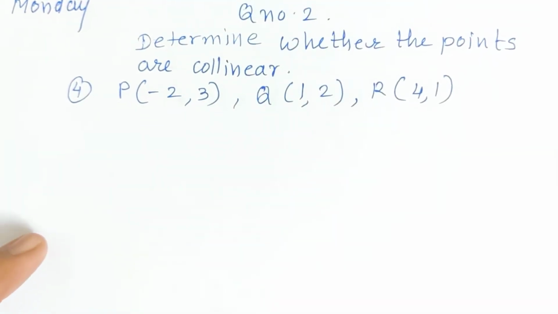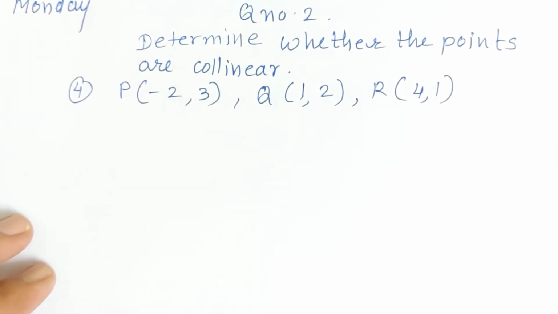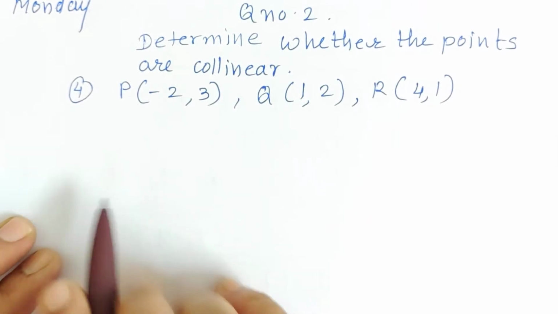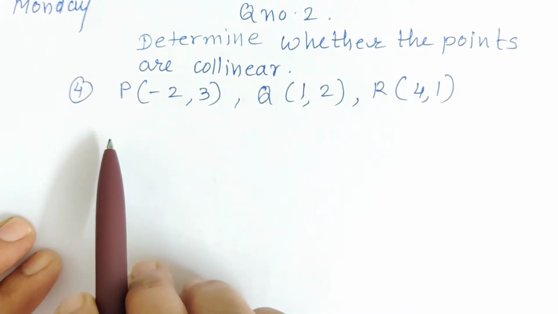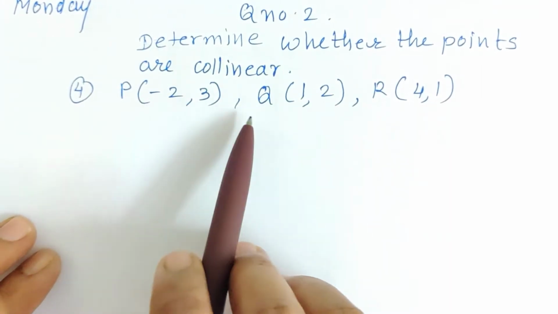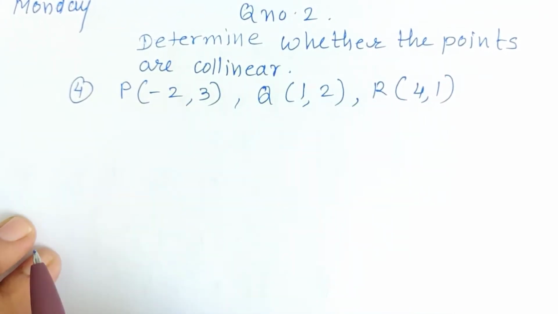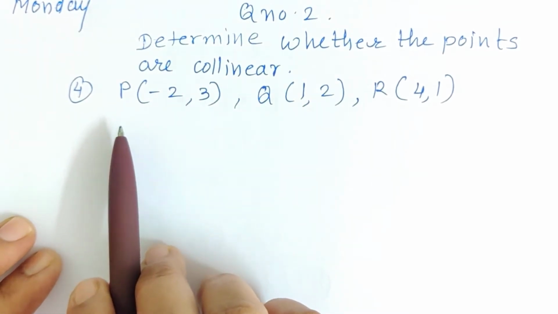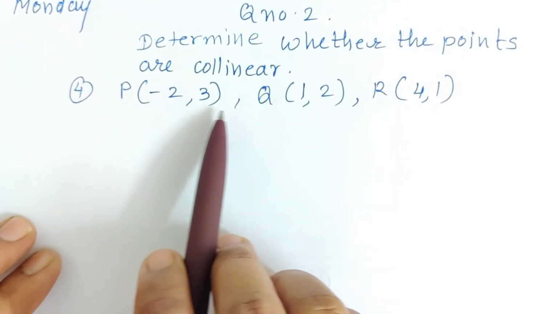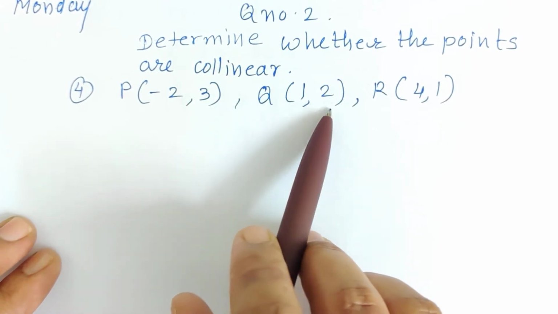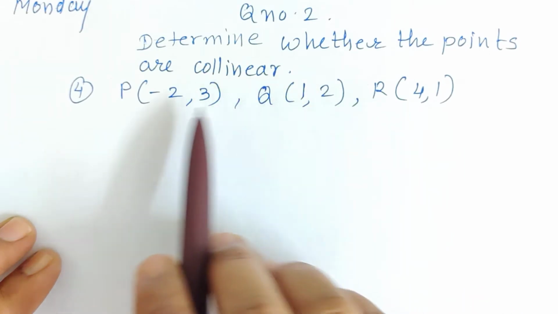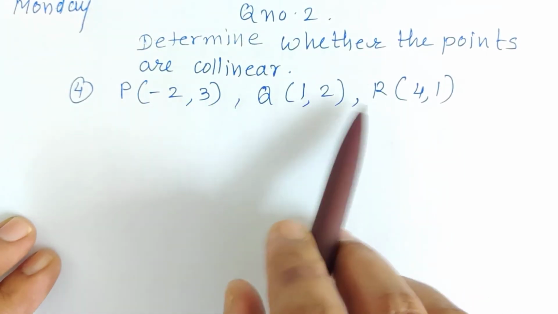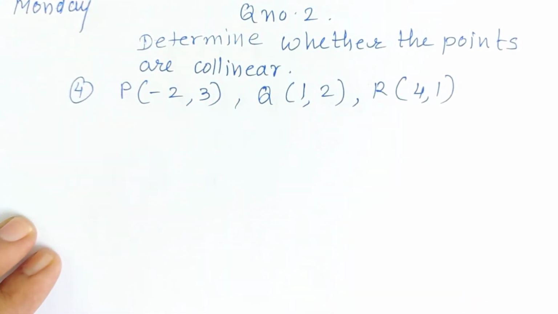Now we will see question number 2, that is, determine whether the points are collinear. I will solve example number 4 from question number 2. The coordinates of the points P, Q and R are given. P's coordinates are -2 and 3, Q's coordinates are 1 and 2 and R's coordinates are 4 and 1. And we have to determine whether these 3 points are collinear or not.